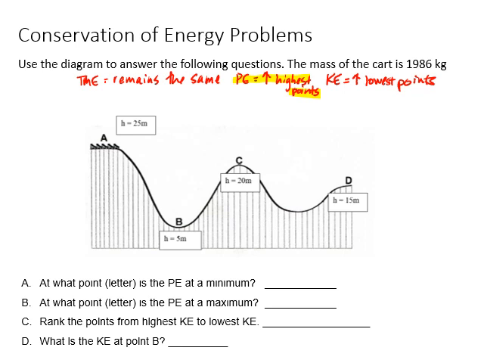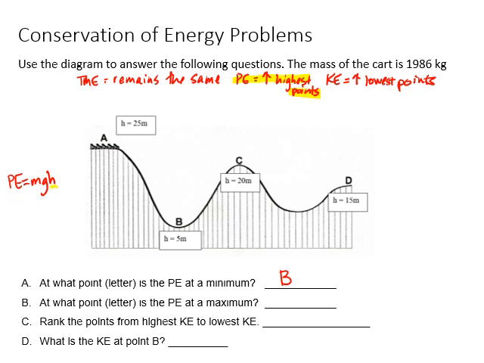And again, if you want to go through and do all the calculations for this using PE equals mgh, the mass and your gravity are going to be the same. The mass of this car is 1,986 kilograms at each point. That's constant. Gravity is also constant. It's all coming down to this height factor. And the height is going to have the lowest potential energy at the lowest. So this would be point B.